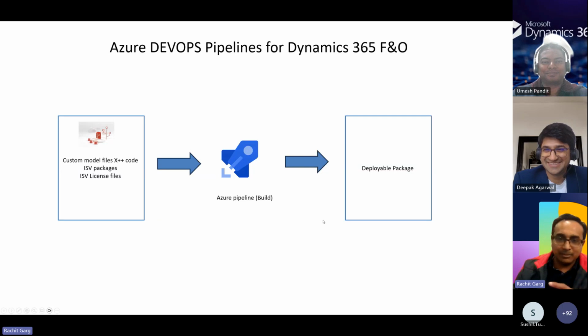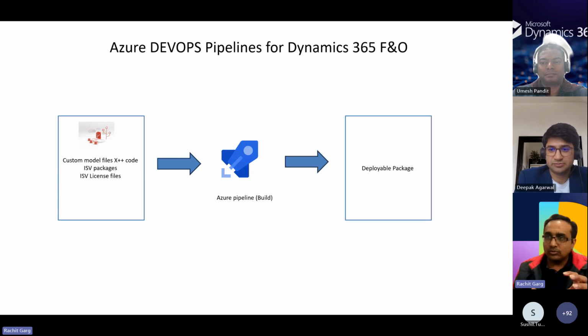So basically, what is a pipeline? Azure Pipelines, let's say, think of it as a black box. What it does is you give an input, it gives you an output. Now, what is the input for a build pipeline? The input for a build pipeline is your custom X++ code, your ISV packages, license files. This goes into a pipeline.